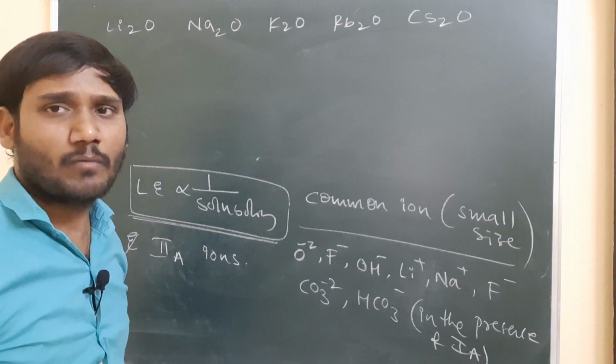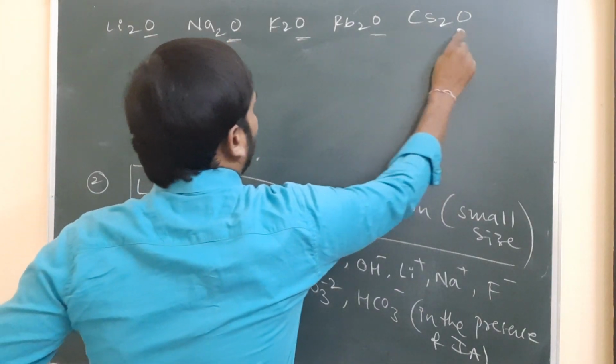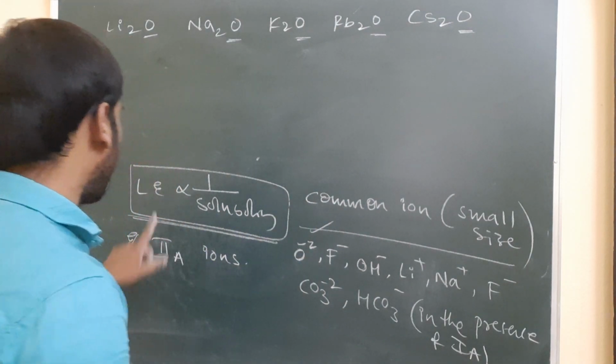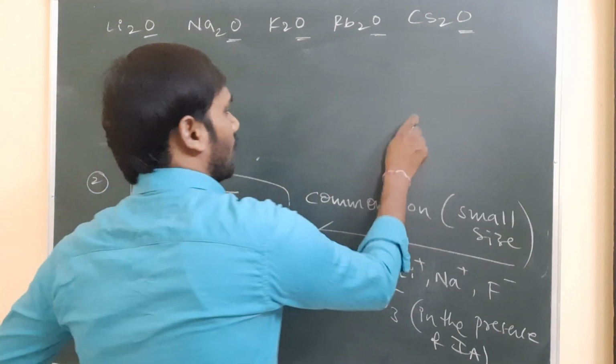Let us see the order. What is the common ion here? Oxide, oxide, oxide, oxide, oxide. Oxide is a small ion, so lattice energy is indirectly proportional to solubility.